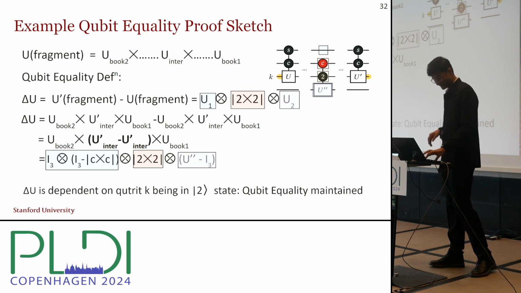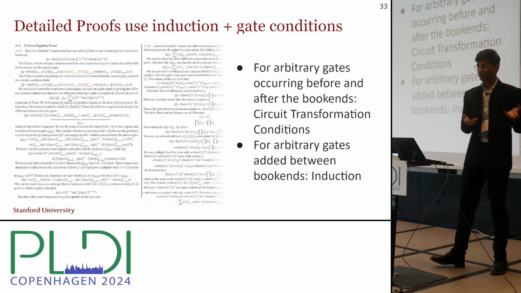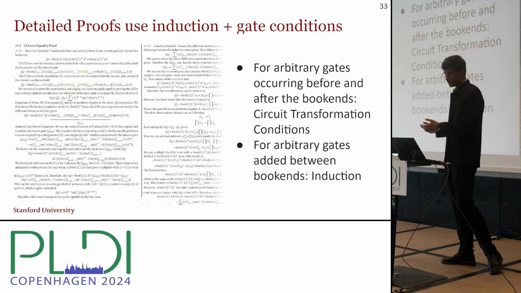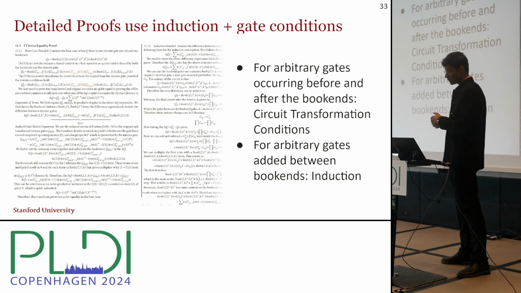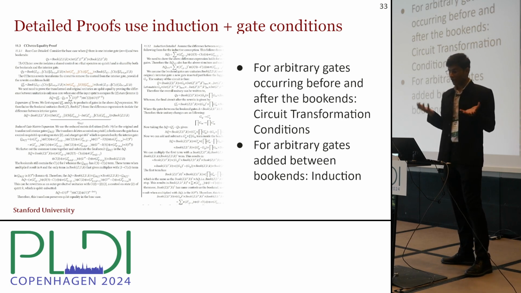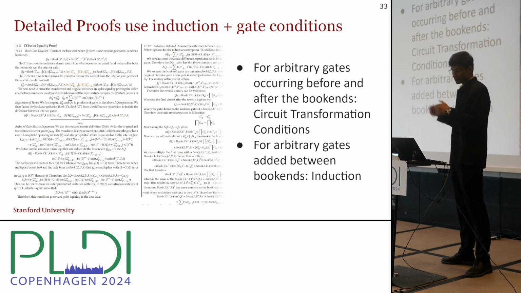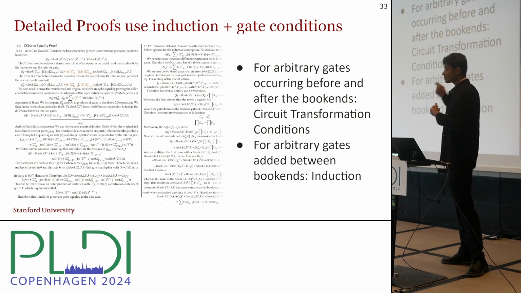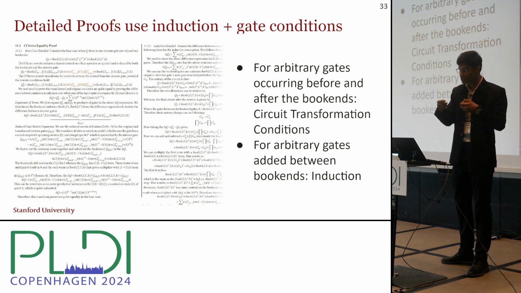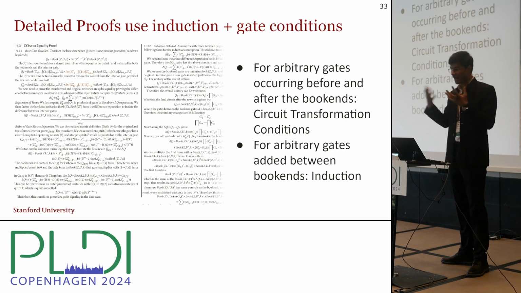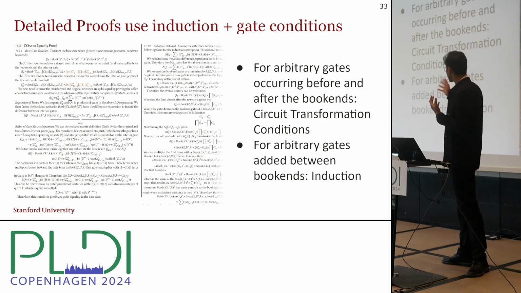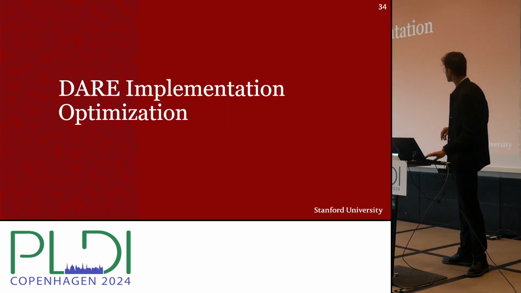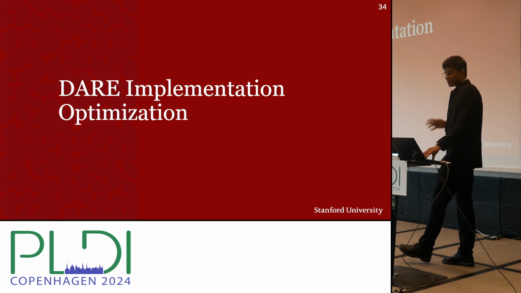Hopefully they're visible. Of course, exhaustively proving these transformations can be more detailed. The proof accounts for different types of gates being before or after the bookends, and for arbitrary gates being added between the bookends as well. For any gates before and after the bookend, we use the fact that the circuit transformation conditions restrict the transformation from being applied arbitrarily, and help in holding up our proof in those cases. And for different kinds of gates in between the bookends, we use induction to prove for arbitrary cases. However, this implementation has one issue.